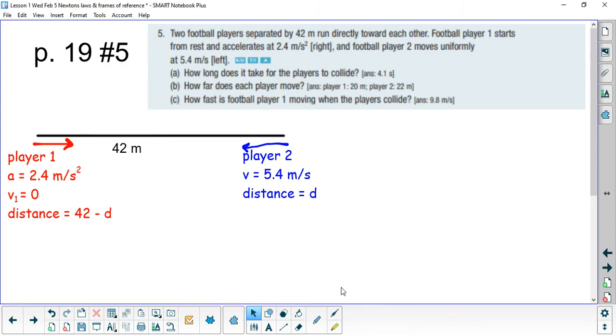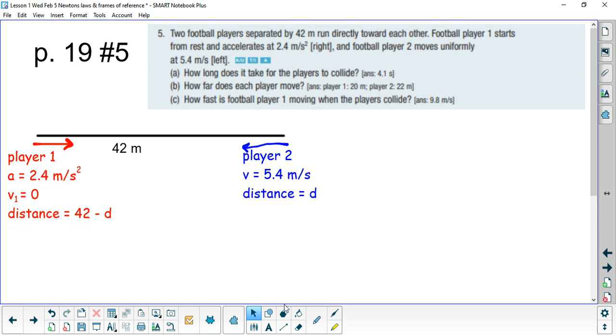So I'm going to be solving this question. In this question, there are two football players running towards each other, and we're trying to determine at what time they meet each other. So on player one, well, let's start with player two.